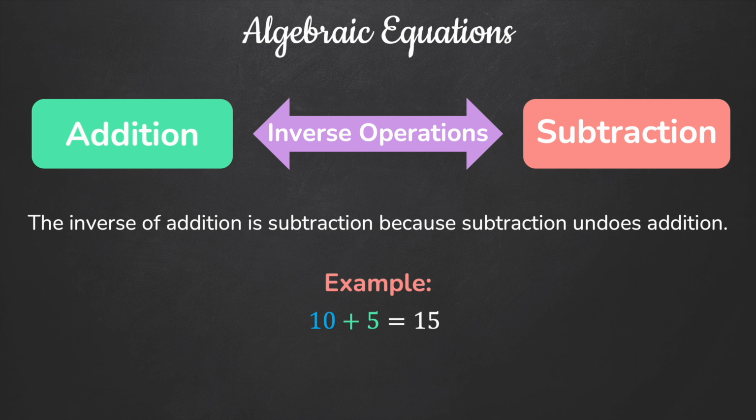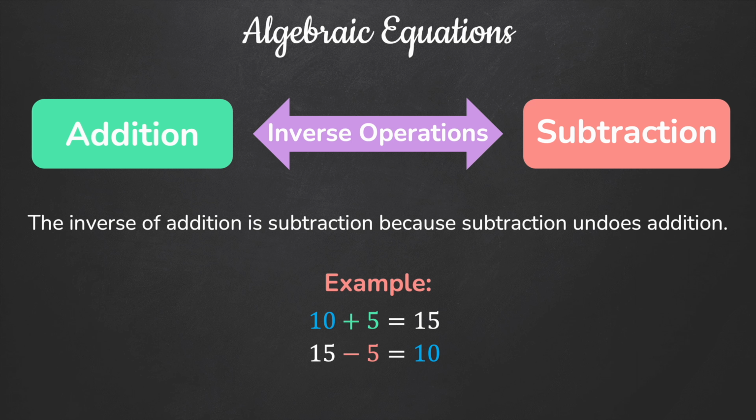Here we have 10 plus 5 is equal to 15. So we originally started with 10, we added 5, and then we got 15. But if we take our answer and then subtract 5, then we end up at our initial value. So if we add the same thing and then subtract the same thing, we're going to go back to our original answer, and this is why they cancel each other out.